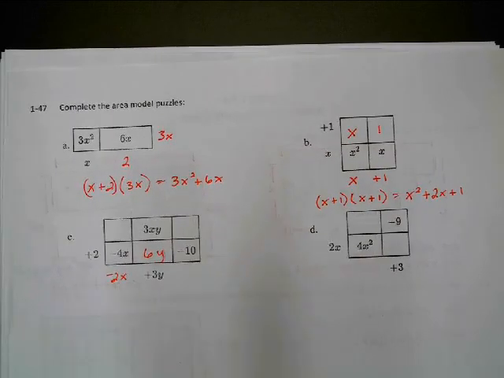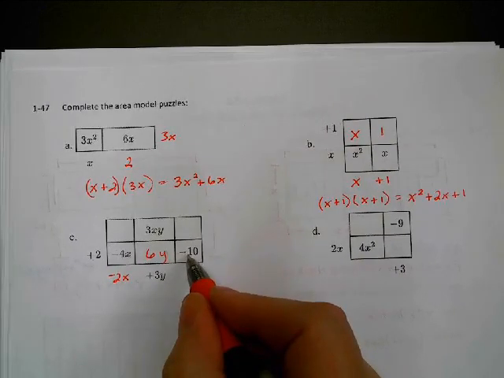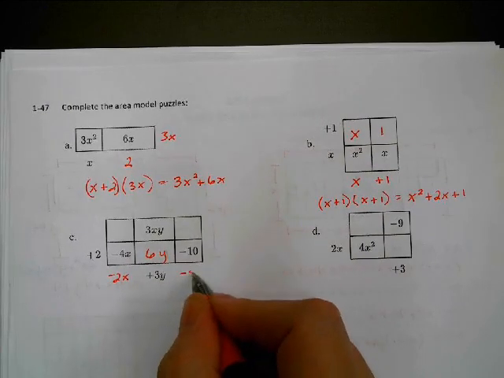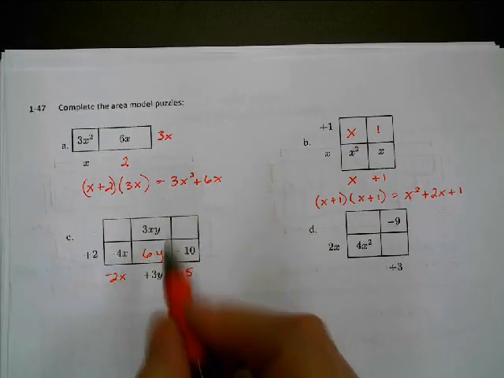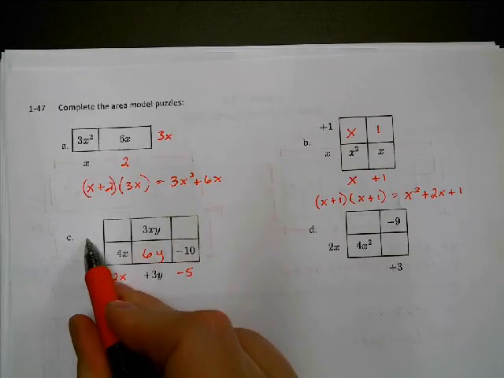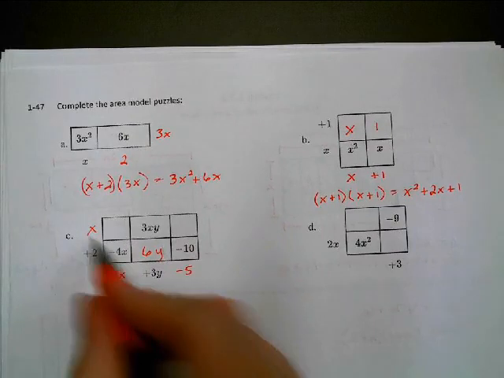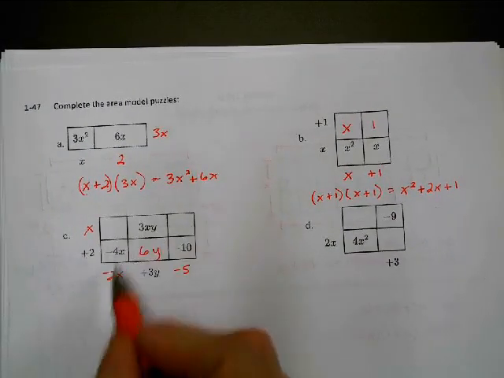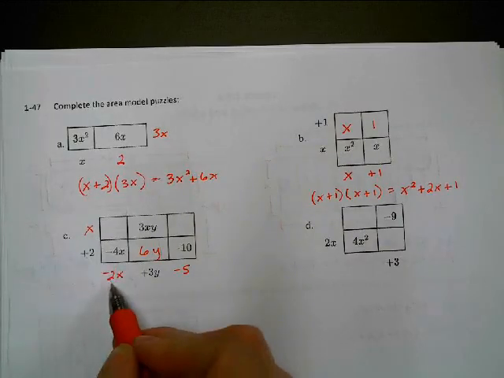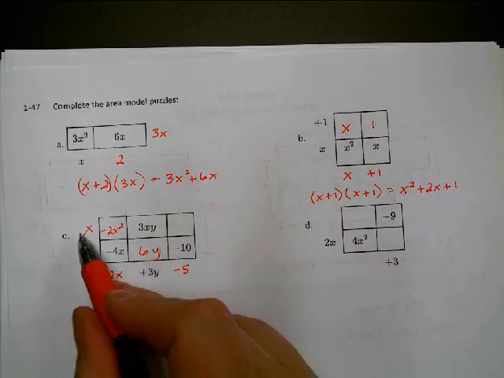Okay, let's work over here. 2 times something is negative 10. That must be negative 5 right there. All right, now I need to find out this side here. So 3y times something is 3xy. Well, this must be x, because x times 3y is 3xy. And now I can fill out these last boxes, because this box is going to be x times negative 2x. That's negative 2x squared. And this one over here is going to be x times negative 5. That's going to be negative 5x.